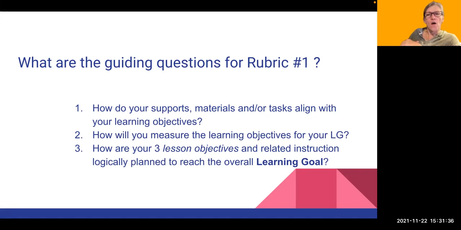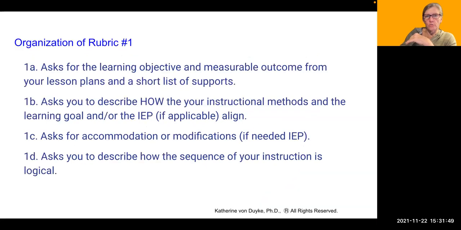And then how are your three learning objectives and related instruction logically sequenced to reach that overall learning goal or some aspect of your learning objective? So it can be something in your teaching that has a logical plan to it. So there's four parts to rubric one.